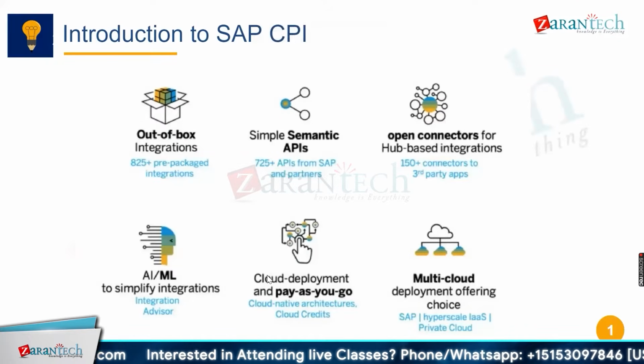Now, the second one is cloud deployment and pay as you go. What does it mean? Suppose I utilize only 100 GB this month, then I will pay only for 100 GB. Initially I purchased 1000 GB, but I'm using only 100 GB. Then why do I need to pay extra for 900 GB? No, right? That's why it's cloud deployment and pay as you go. How much you use, that much you have to pay.